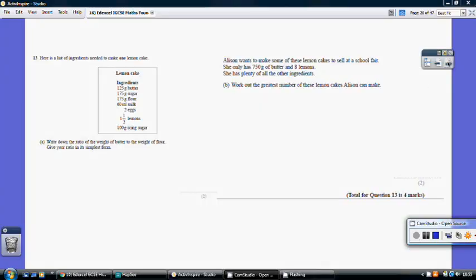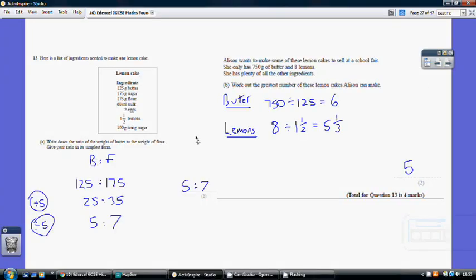Question 13. So for part A, we've got to write down the ratio of the weight of butter to the weight of flour. So the butter is 125 grams, the flour is 175 grams. So that's the ratio, but we just have to simplify this.